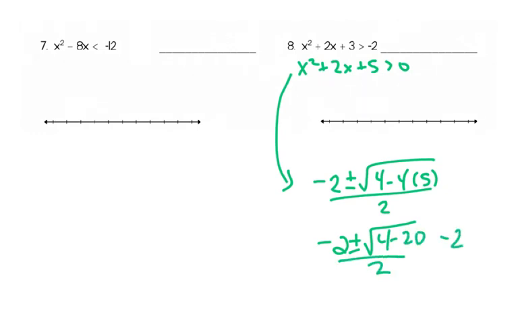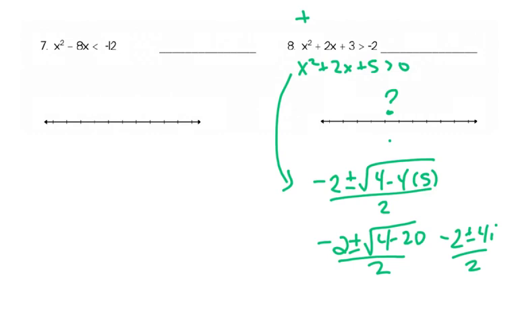So that's going to be negative 2 plus or minus an imaginary number. So it's 4i over 2. You can't put that right there. And so that makes us wonder, okay, so what do we say? Do we say no solution? Go back and look at the original problem. Okay, it's saying that any number squared, which will be a positive number, plus 2 times the number, plus 3 is going to be greater than a negative 2.